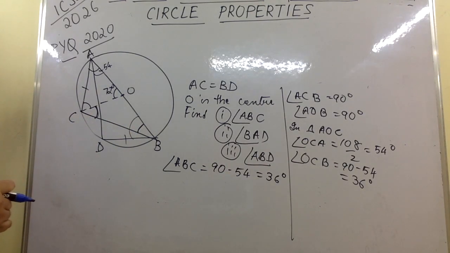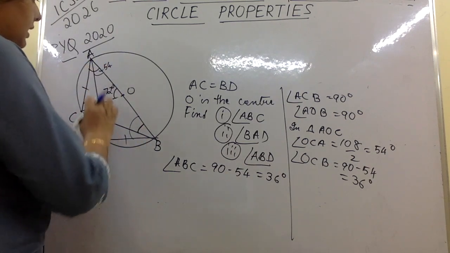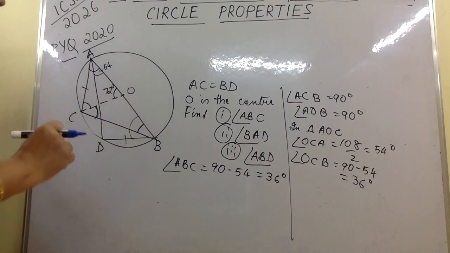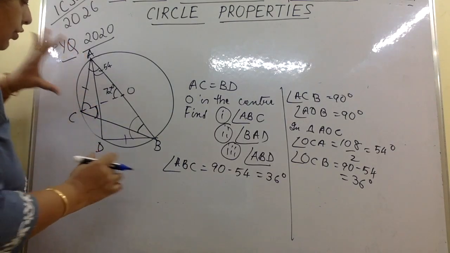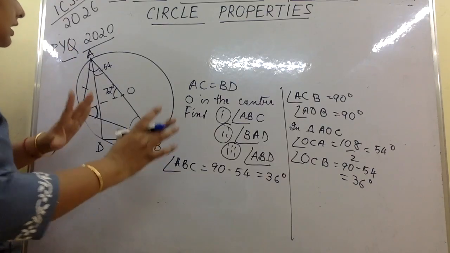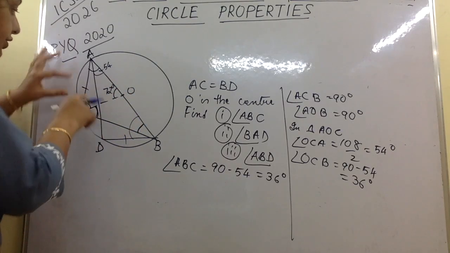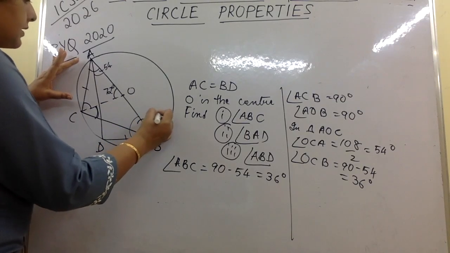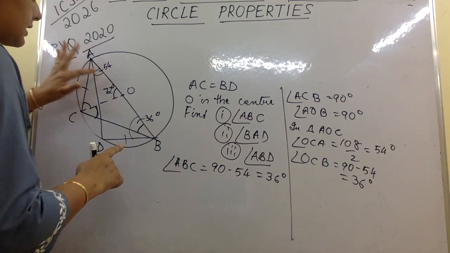Now BAO is how much? BAD, not BAO. BAD is the small angle over here. How much is that angle? Here we will be using another theorem. This chord and this chord, these two chords AC and BD, are equal chords. Therefore, they will subtend equal angles in the same circle. So this chord AC has upheld how much? ABC, that is 36 degrees. It has subtended 36. So DB will also subtend 36 degrees.